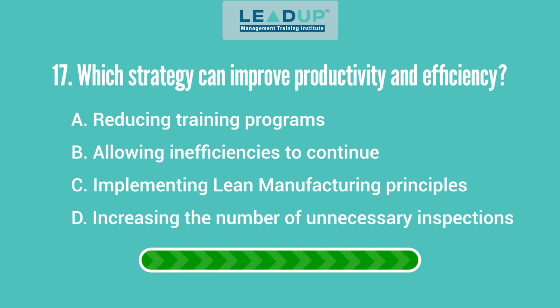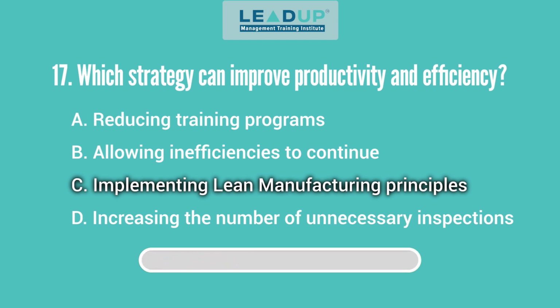Question 17. Which strategy can improve productivity and efficiency? A. Reducing training programs. B. Allowing inefficiencies to continue. C. Implementing lean manufacturing principles. And D. Increasing the number of unnecessary inspections. The answer is implementing lean manufacturing principles.